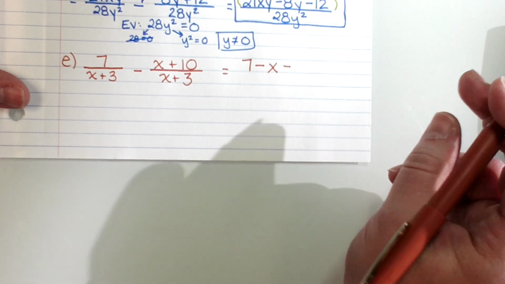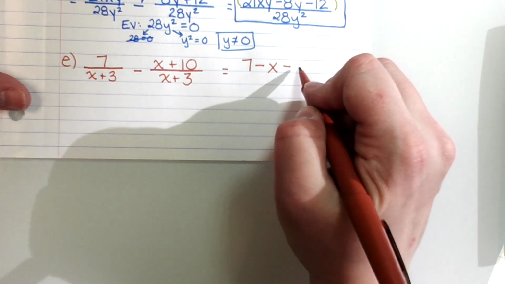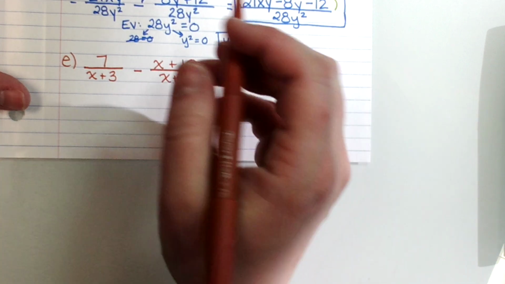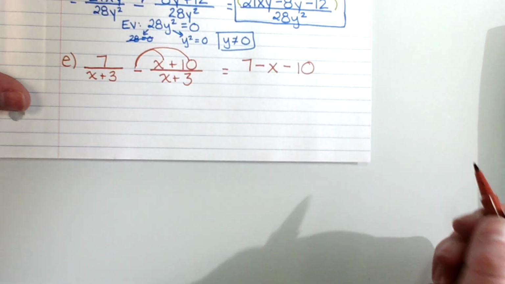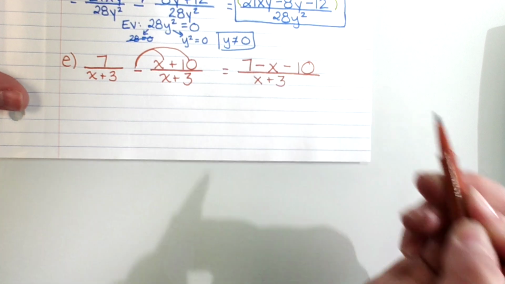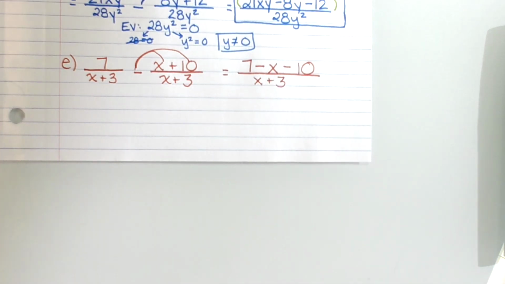Is it plus or is it minus 10? It's minus. Why is it minus? It was a plus right here. Distribute the negative all over x plus 3. Before you factor, you must combine like terms.